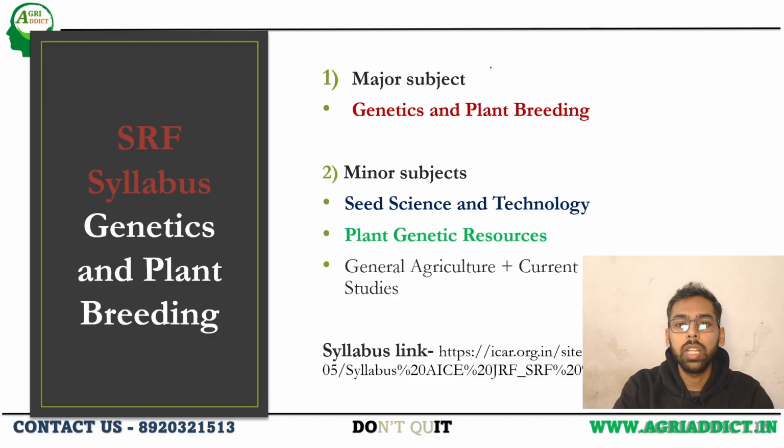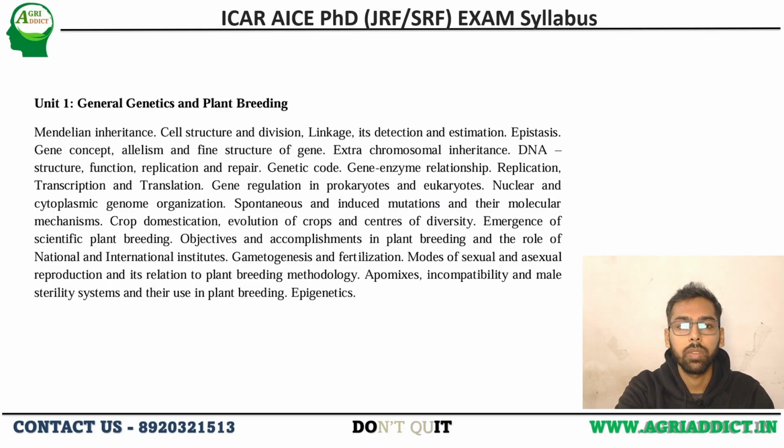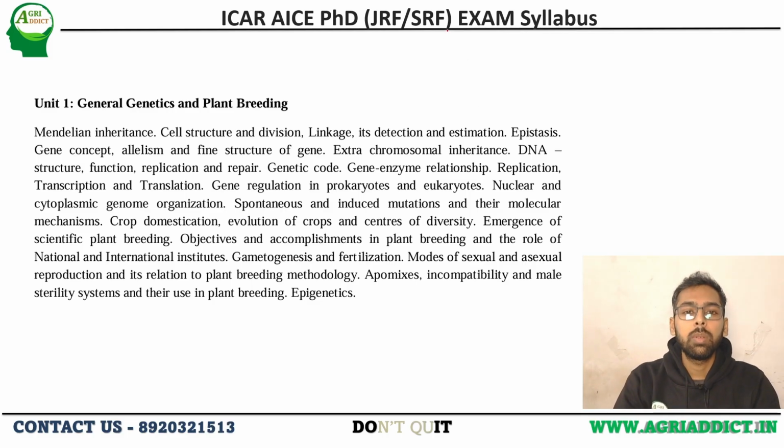Since genetics and plant breeding is the major subject, all the questions of part C will be from genetics and plant breeding, and the questions of part B will be from the core group subjects, that is genetics, plant breeding, seed science and technology, and plant genetic resources. The syllabus link for the ICAR PhD will be provided in the description box below. The syllabus of ICAR PhD in genetics and plant breeding has been divided into 8 different units.